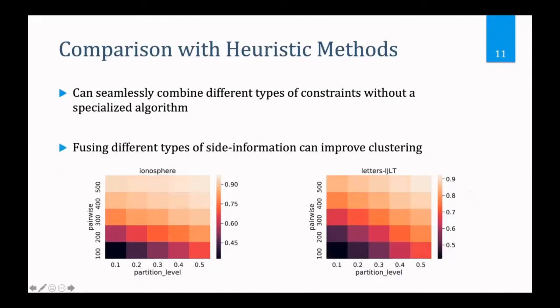One advantage of our Ising framework is the ability to combine different types of constraints without the need to create a specialized algorithm. The two heat maps show the results for combining different types of constraints in 2 benchmark datasets. On the x-axis, we have the fraction of partition-level constraints, and on the y-axis, we have the number of pairwise constraints. The color indicates the mean ARI, and recall that higher ARI is better. We can see that fusing different types of side information can improve the clustering performance.